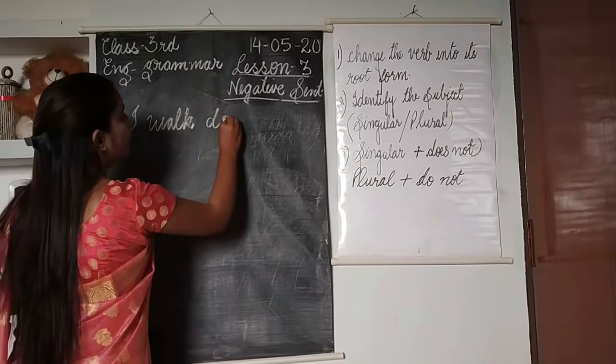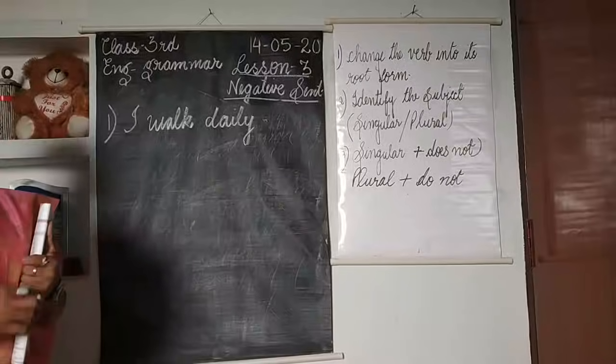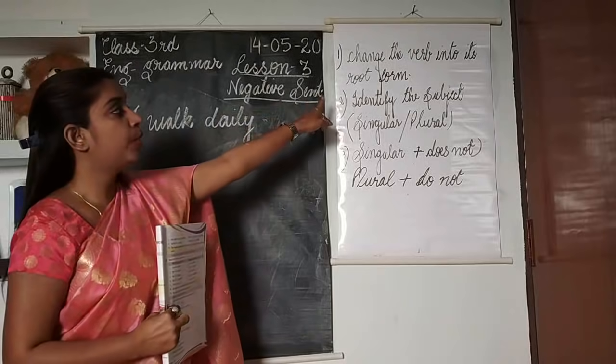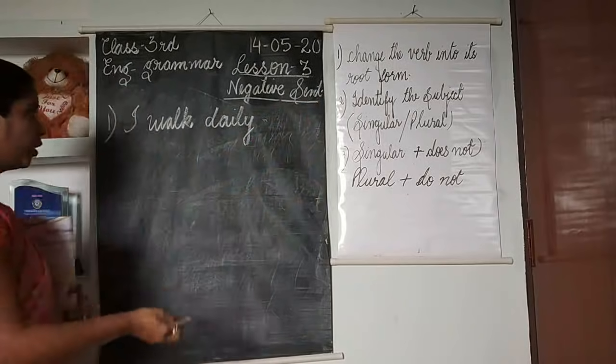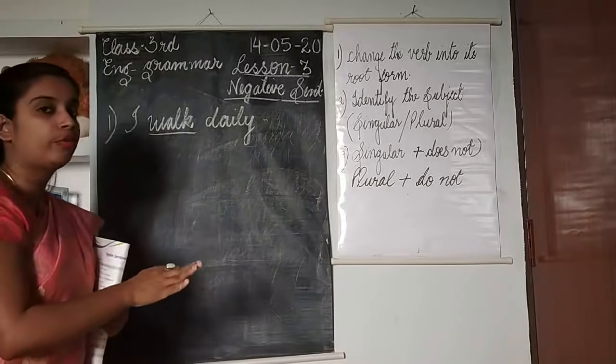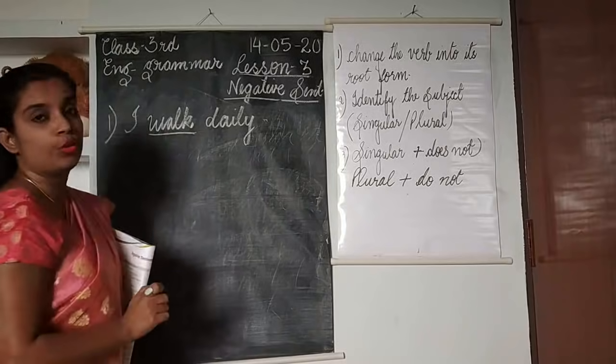I walk daily. Now see, children, what I told, the very first step is to change the verb into its root form. The verb is walk, which is already in its root form, so there is no need to change it.